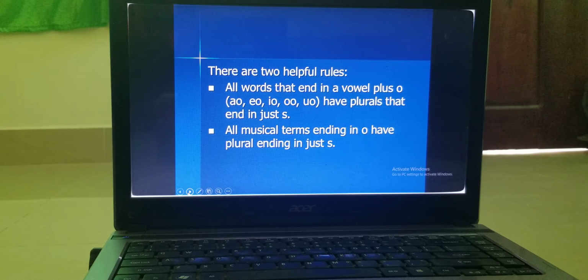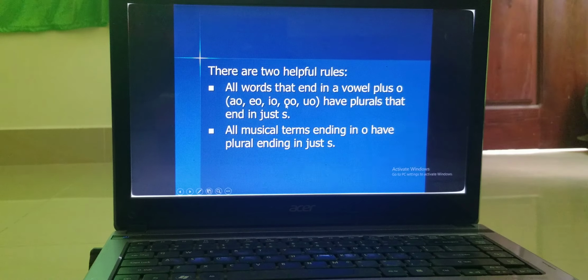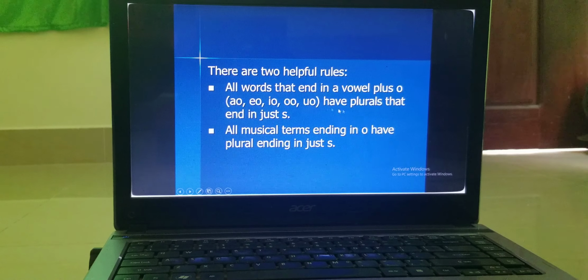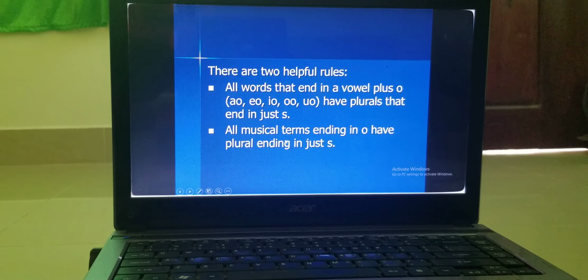And there are two helpful rules. All words that end in a vowel plus O, like the words AO, EO, IO, double O, and UO, have plurals that end in just S. All musical terms ending in O have plurals ending in just S as well.